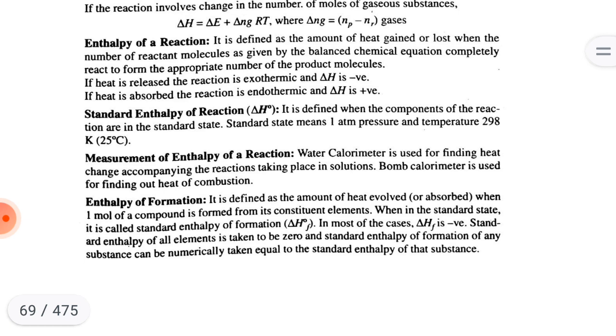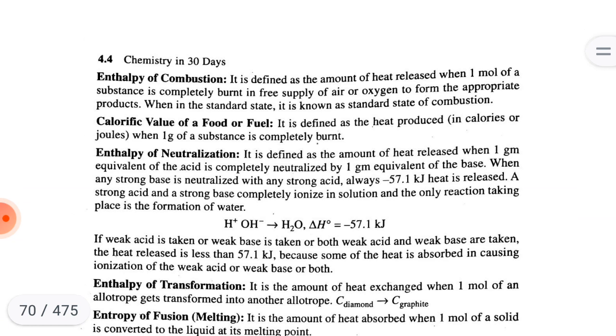Enthalpy of formation. It is defined as the amount of heat evolved or absorbed when 1 mole of a compound is formed from its constituent elements when in the standard state. It is called standard enthalpy of formation, delta H degree f. In most of the cases, delta H f is negative. Standard enthalpy of all elements is taken to be 0, and standard enthalpy of formation of any substance can be numerically taken equal to the standard enthalpy of that substance.